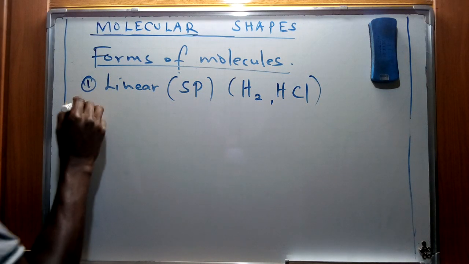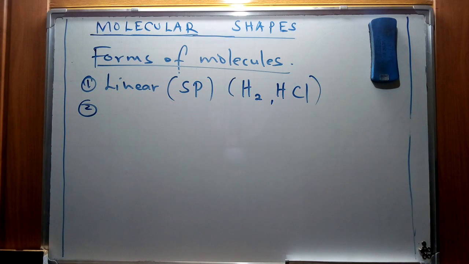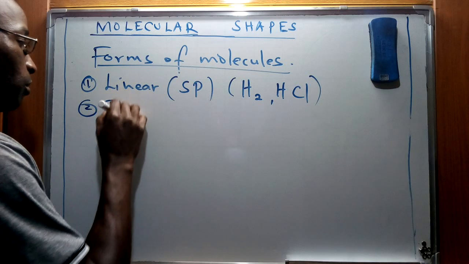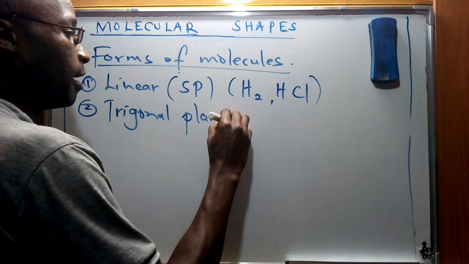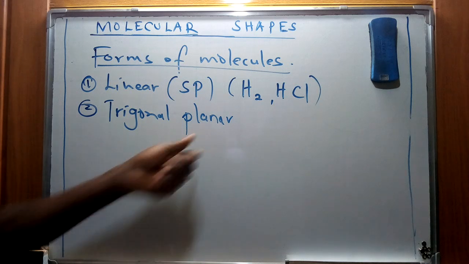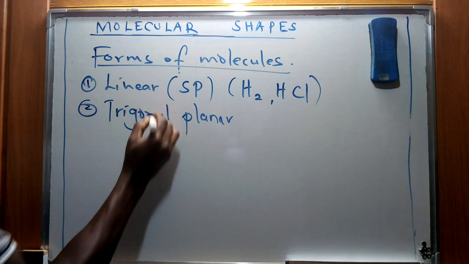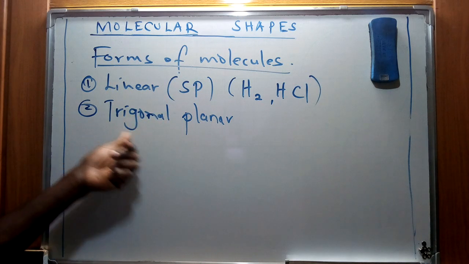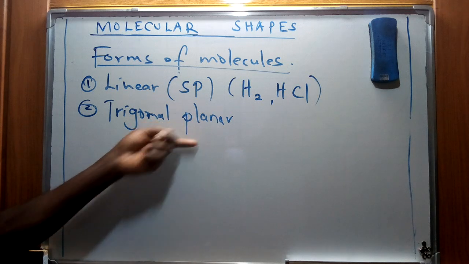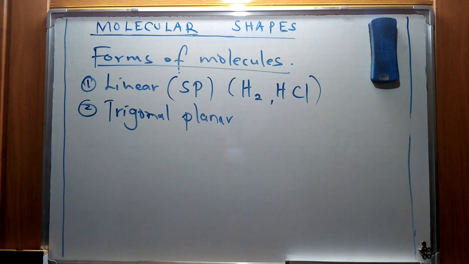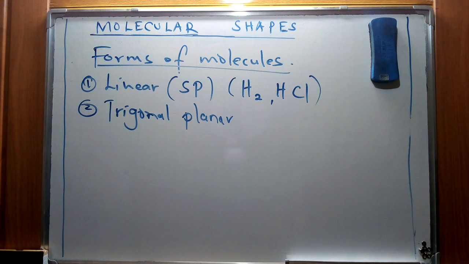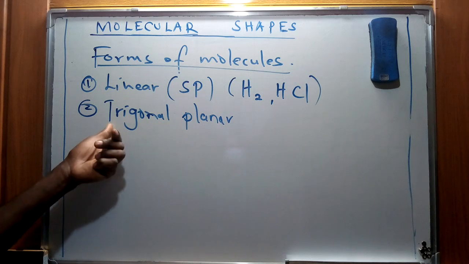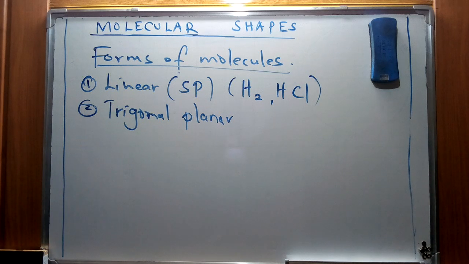And then next we're going to look at another form of a molecule, which is referred to as trigonal planar. From these two names, we can identify the prefixes that are used, and "planar" is a description of a plane. So we will expect all the atoms of that molecule to appear on the same plane, in the shape of a triangle.